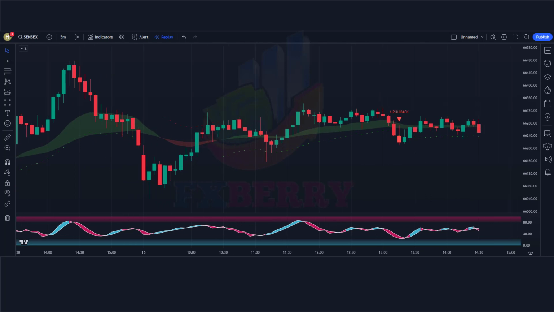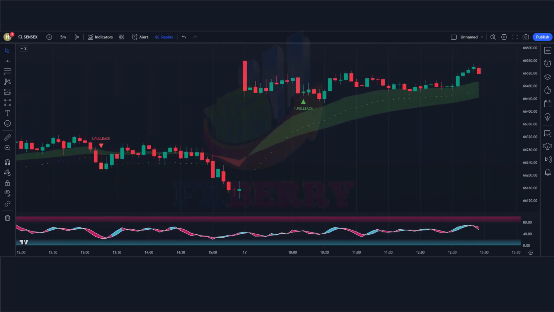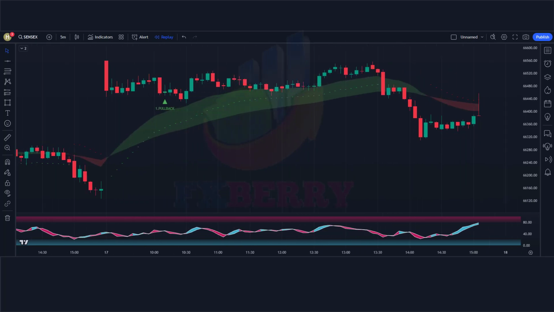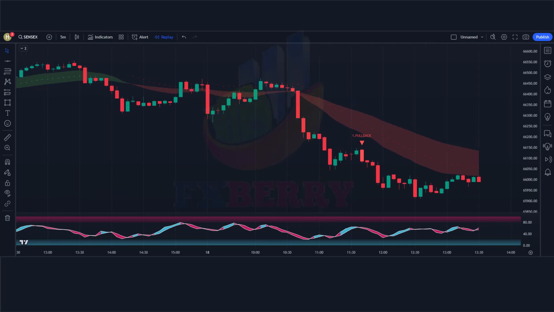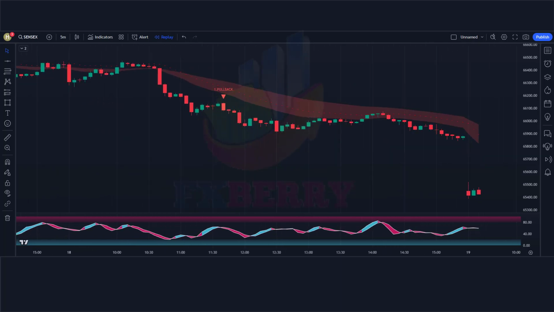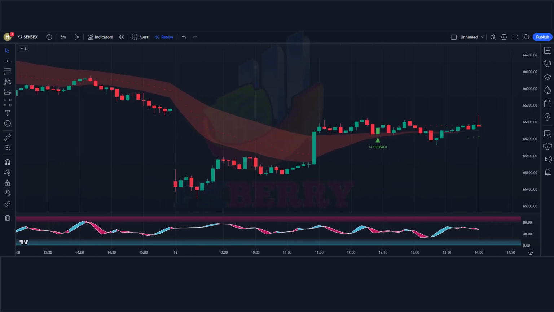The LNL pullback arrows indicator is a reliable tool that identifies potential pullback areas in the price action. With clear and easily recognizable arrows, it assists traders in spotting entry and exit points for their trades. The LNL pullback arrows will give you the confidence to make profitable trading decisions.